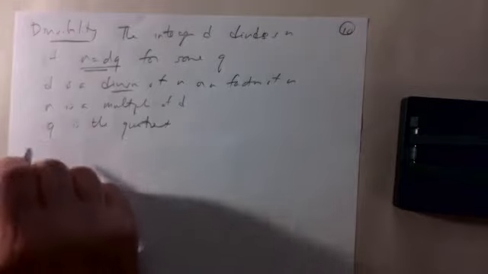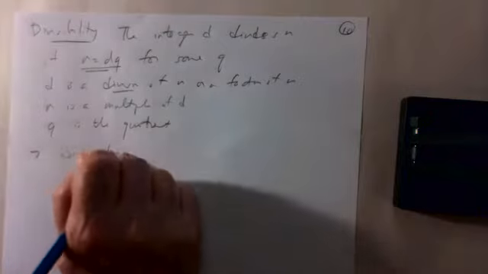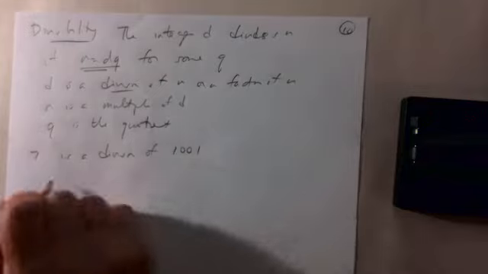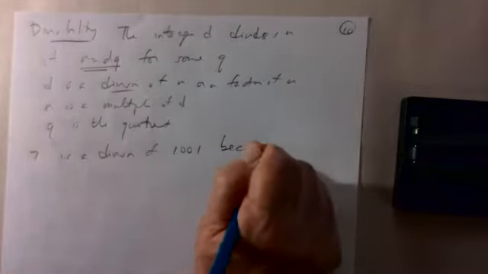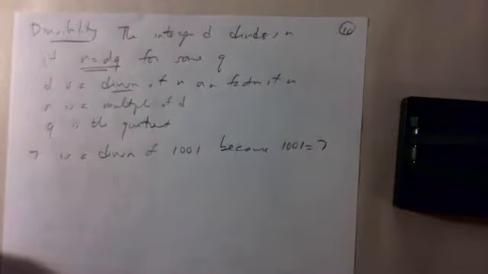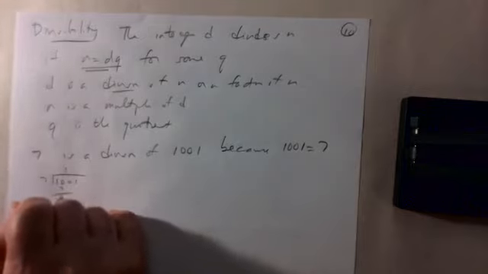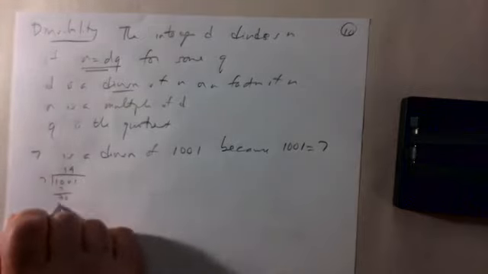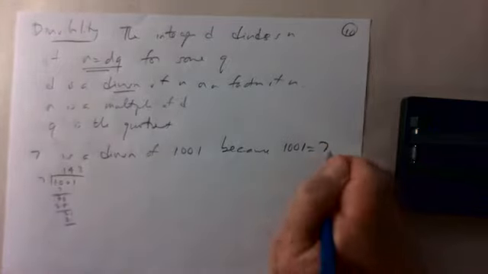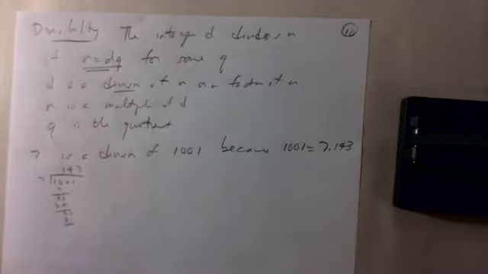Okay. So for example, 7 is a divisor of 1001 because 1001 is 7 times something. 7 times what? Well, if you divide 7 into 1001, it divides evenly. 7 times 143. Okay.